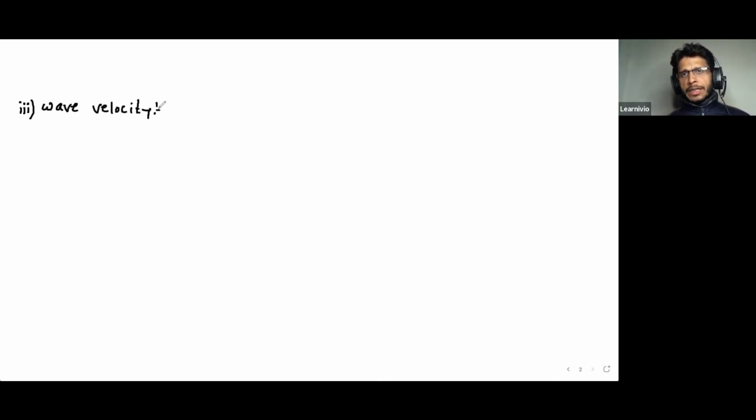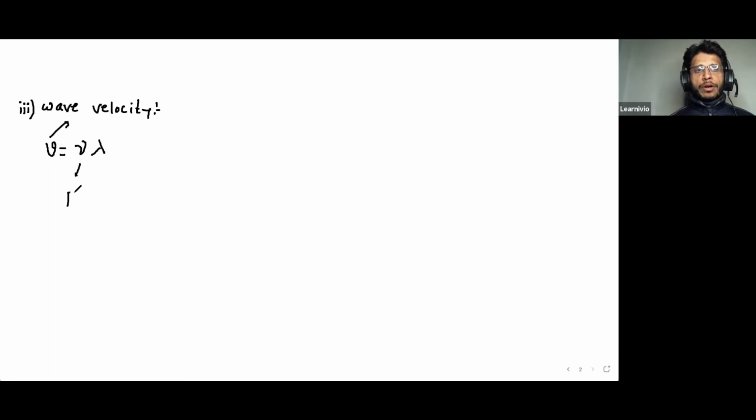So what is wave velocity? It is the velocity with which the wave travels. And wave velocity is simply frequency multiplied by wavelength. This is wave velocity, frequency into wavelength.